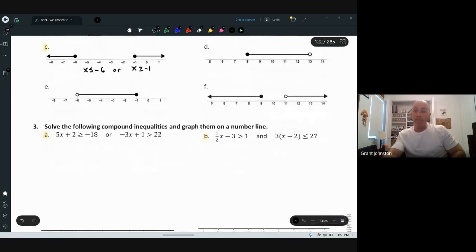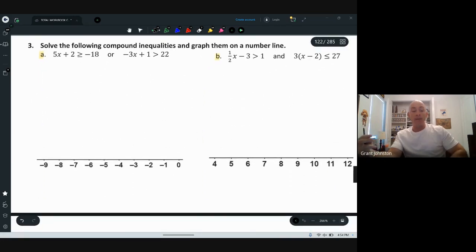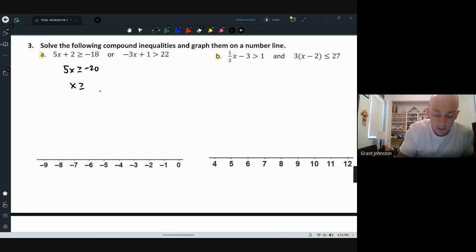I'm going to jump to 3. It says solve the following compound inequalities and graph them on a number line. It's just like we've done in the last lesson, except now there's 2 of them to solve. So we have 5x plus 2 is greater than or equal to -18, and we have -3x plus 1 is greater than 22. We just solve them independently and then put them on the same number line. So subtract 2 from both sides, divide by 5. That would be -4. Then we solve the other one, subtract 1 from both sides.